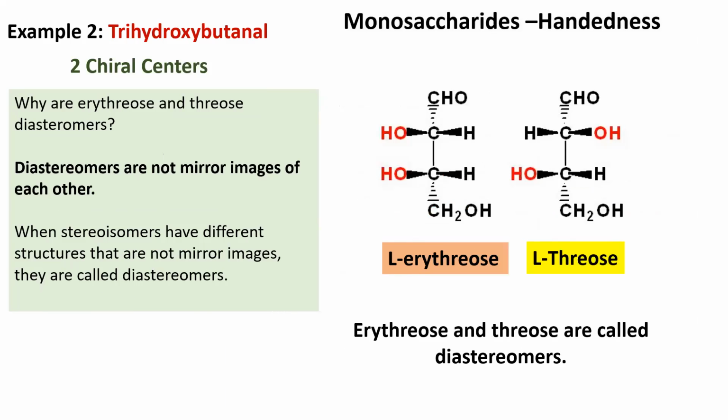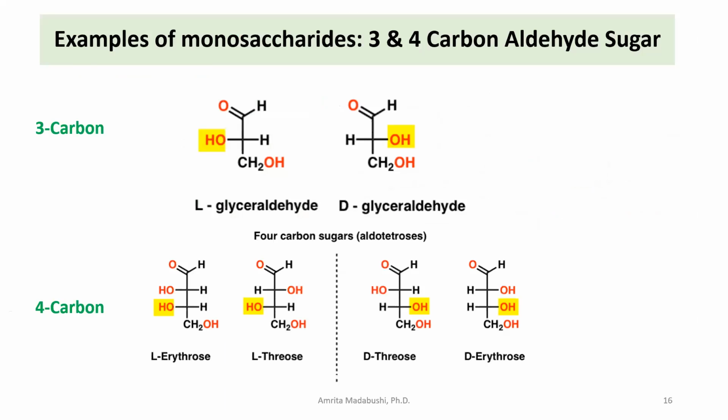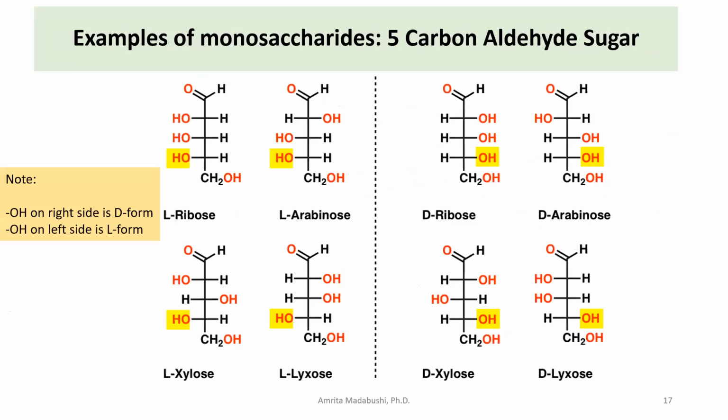So let's look at one more example. In this one, ribose. Let's make this a little bit crazy. We are looking at this particular molecule. How many asymmetric centers are here? Three. Any other thoughts on this? Four.